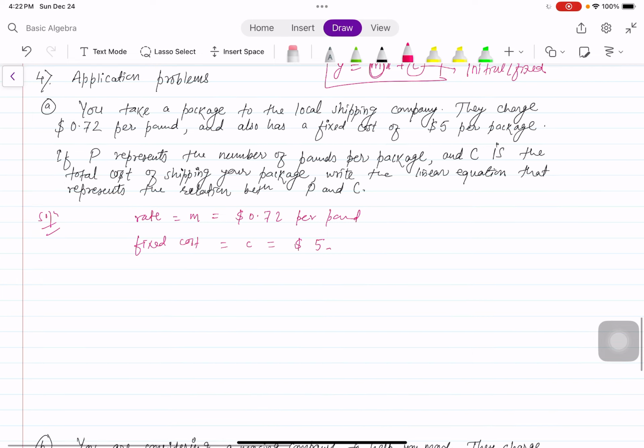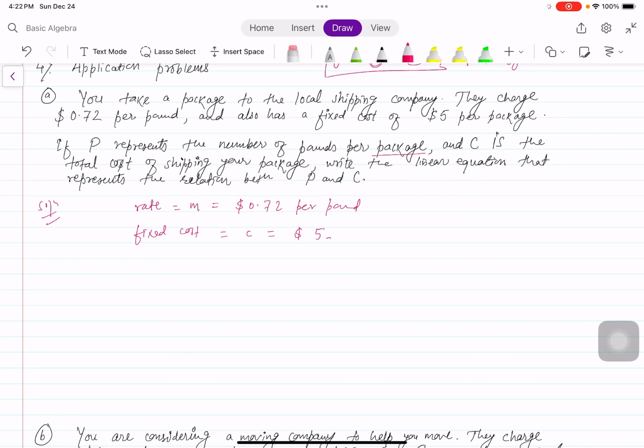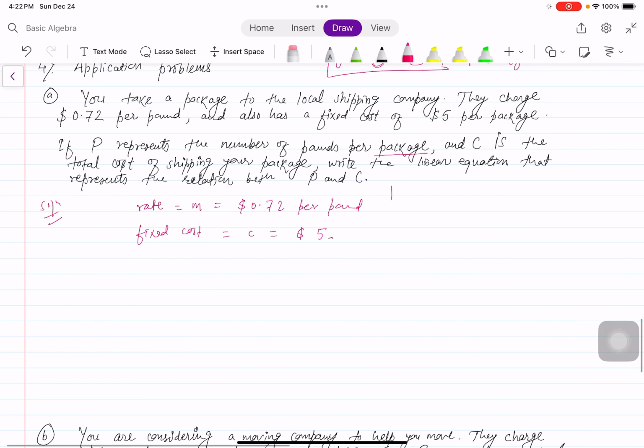Now what they are telling us: if p represents the number of pounds per package, and C is the total cost of shipping, write the linear equation. So there are two ways of doing it. First, let's discuss the alternative way.